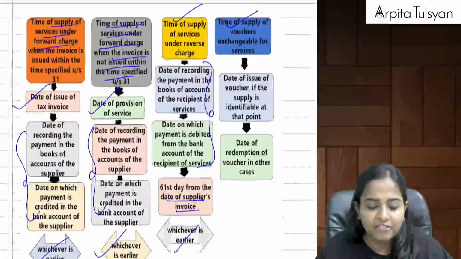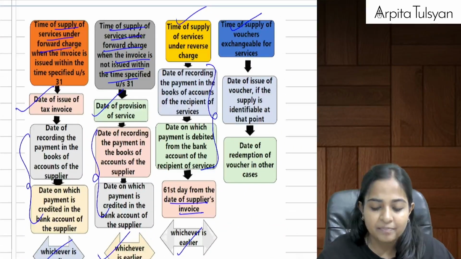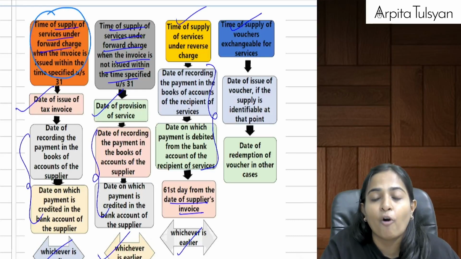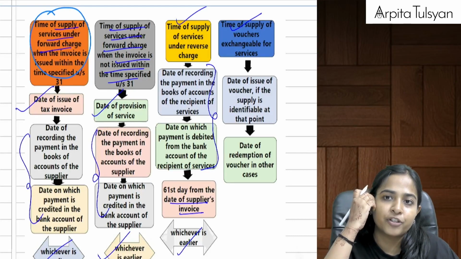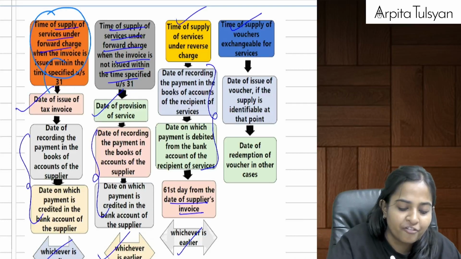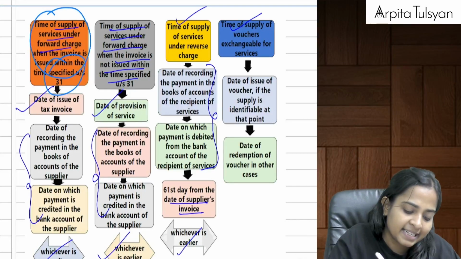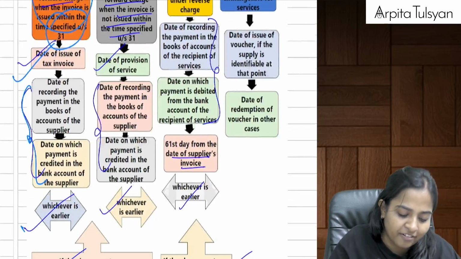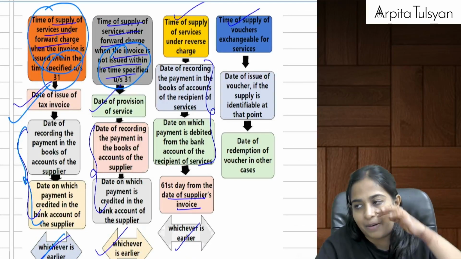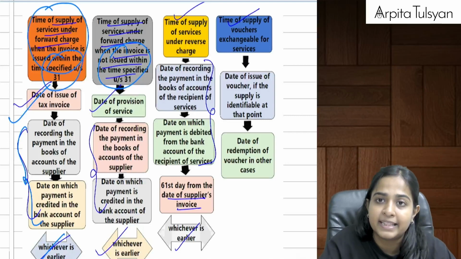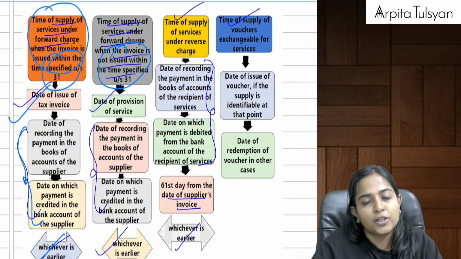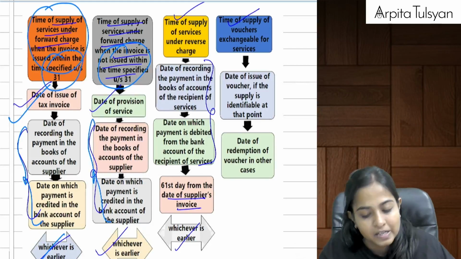Okay, final summary table. Can we do it once, everyone? Now, the normal time of supply of services under forward charge. Under forward charge, first of all we have to check whether the invoice was issued on time or not. If the invoice was issued within the time specified, then the date of invoice or date of payment, whichever is earlier. If the invoice was not issued within the specified time, then the date of provision of service, completion of service or receipt of payment, whichever is earlier.